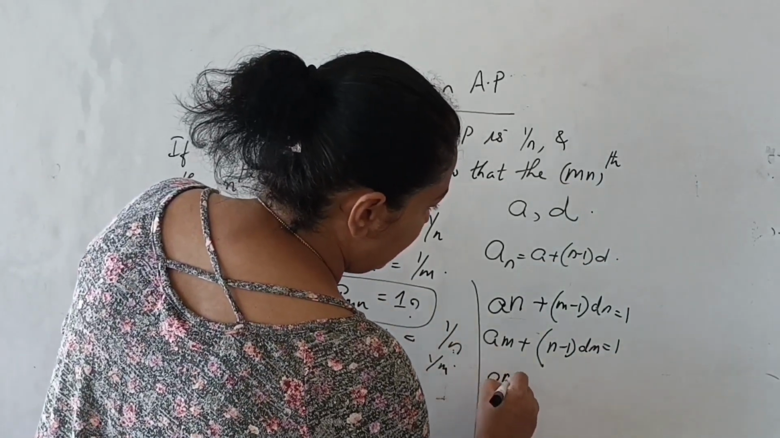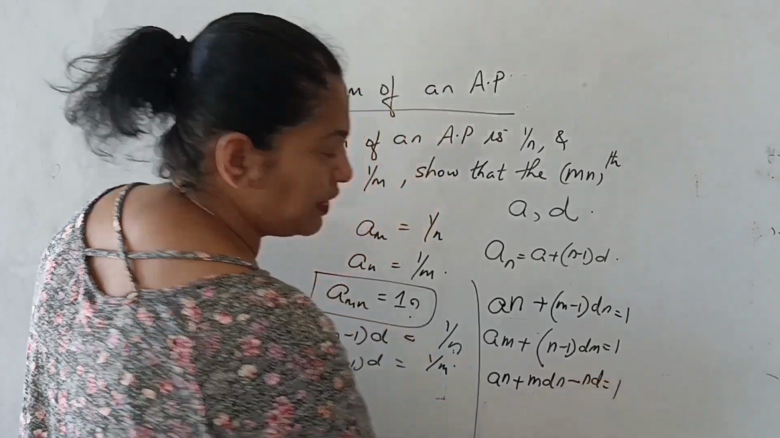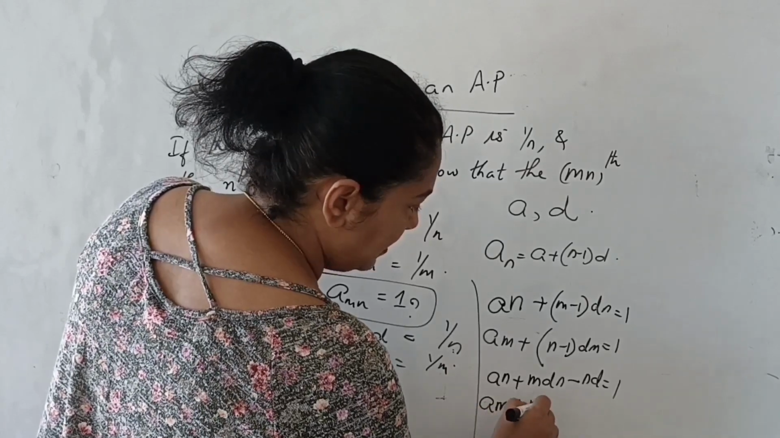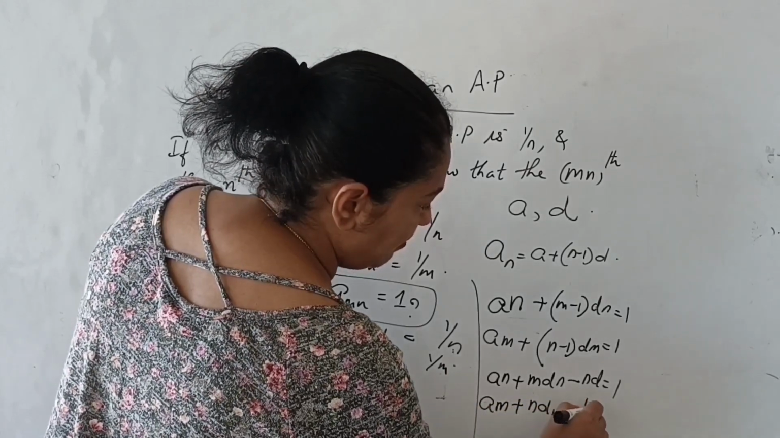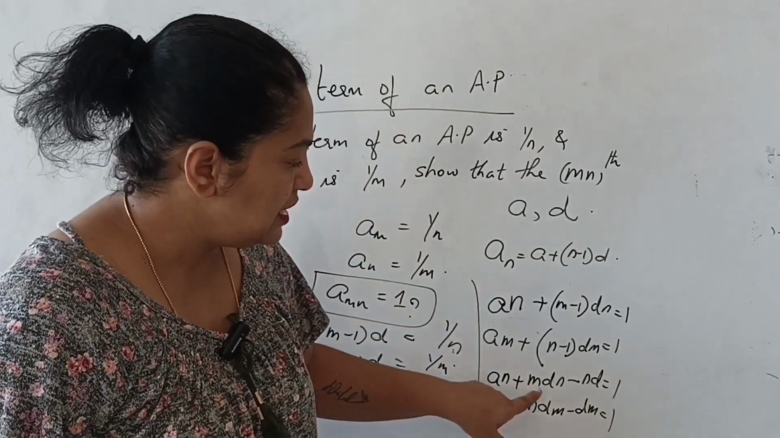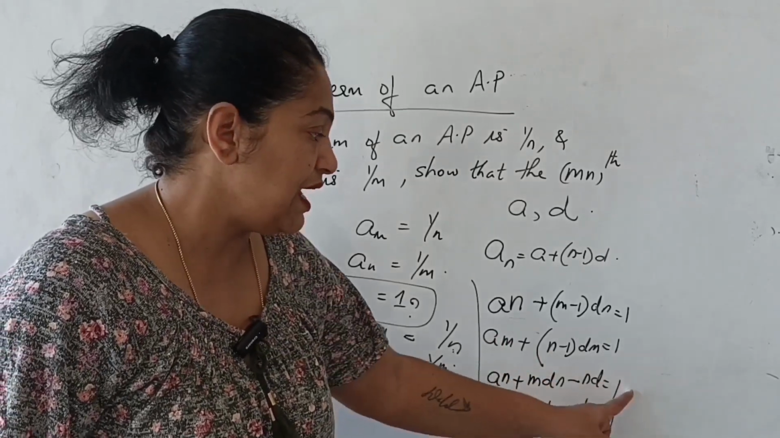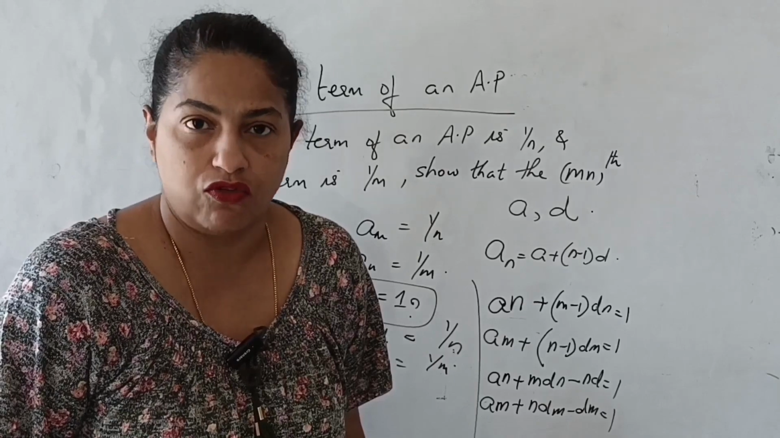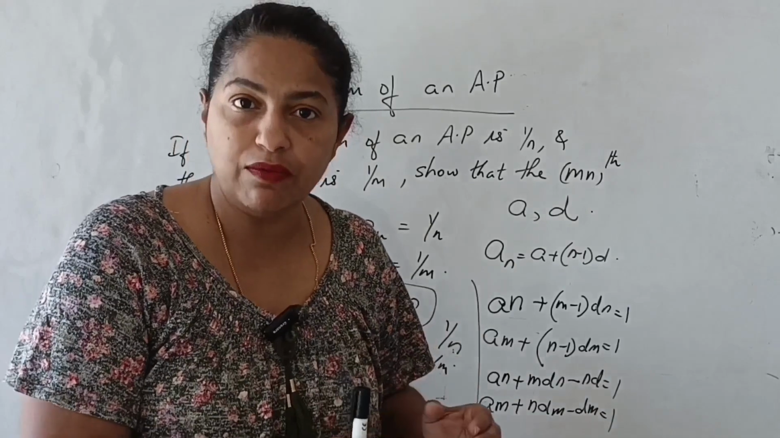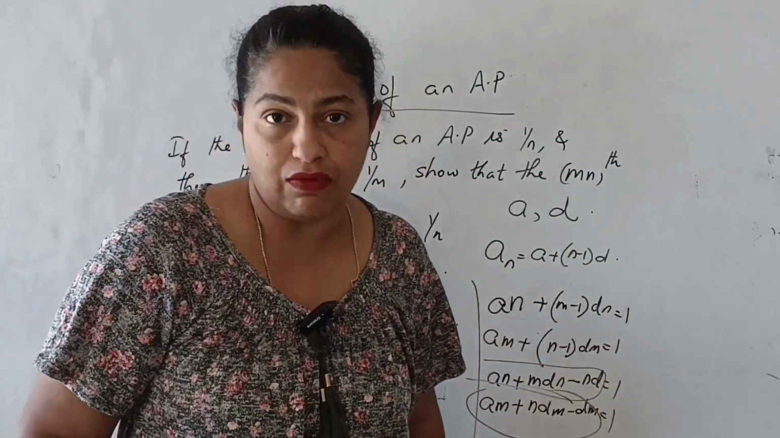So, an plus mdn minus nd is equal to 1. The second one becomes am plus ndm minus dm is equal to 1. Now in these two equations, you can see that mdn and mdn are common terms, and the 1 on the right hand side is also common. So when both the equations are equal to 1, I can equate both of them, because both are ultimately equal to 1.